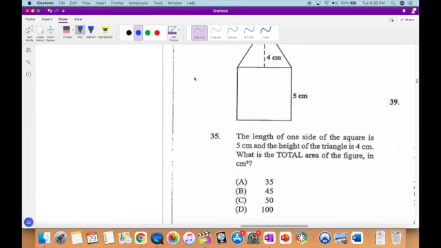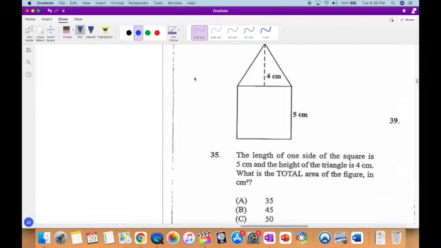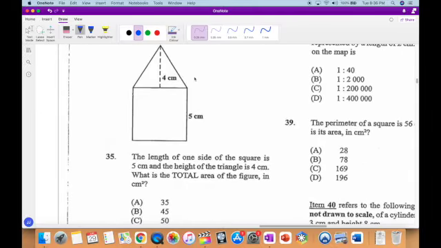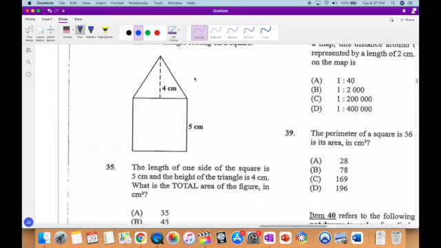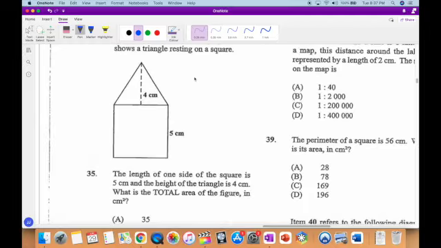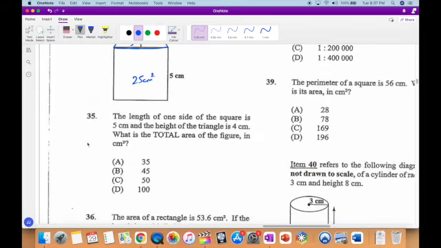Question 35 refers to the diagram. Okay. The length of one side of a square is 5 centimeters and the height of the triangle is 4 centimeters. What is the total area of the figure in centimeters squared? So we want the area of the figure. So the area of the square, which is 5 5s are 25 cm squared. And then, well, this here is, if this is 5, then this is going to be a half the base by the perpendicular height, which is 5 4s are 20, and a half of 20 is 10. So therefore this is 10, so the answer is 35.